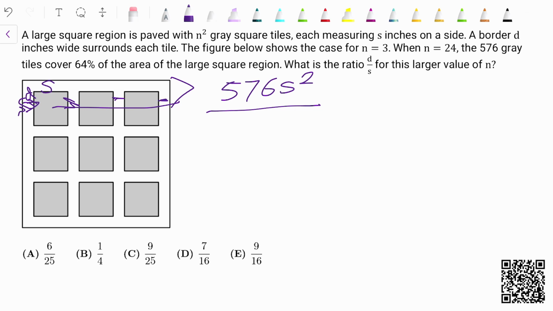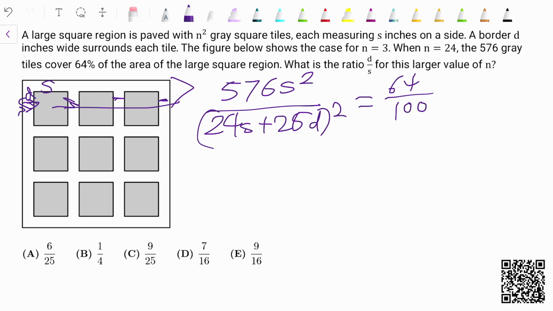And why is that? In this 3x3 model, as you guys can see, there are 4 distances because you need to just squish one on to the end, which means that 24s plus 25d squared, because we only did one side and you still have one more. This is equivalent to 64 over 100.